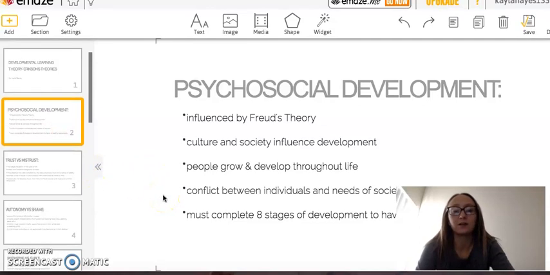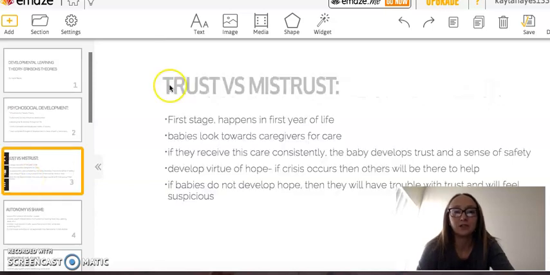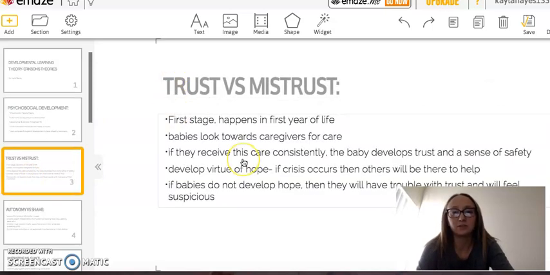And Erikson says that there is a constant conflict between individuals and the needs of society, and that a person must complete the 8 stages of development in order to have a healthy personality. So the first stage of those 8 stages is trust versus mistrust. It's the first stage, and it happens in the first year of life. As soon as a child is born, they begin this stage.